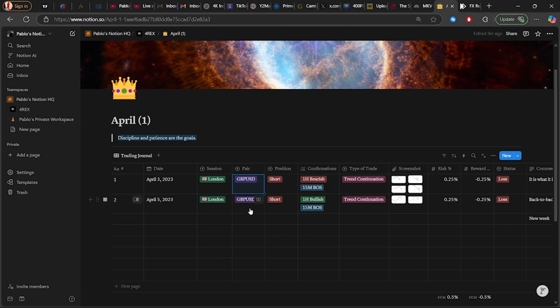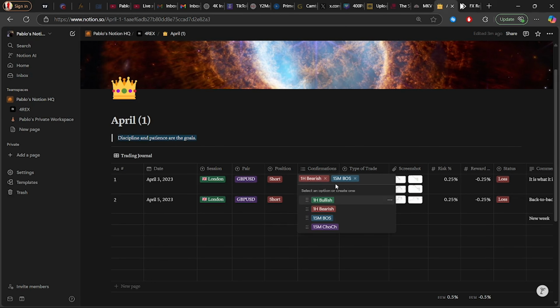In this place, you can only add one pair on this day, because I took only one trade a day. But if you take more than one trade in a day, you can add number 2, number 3, with the same date, then short or long, buy or sell. That's what it means. Then this is the confluence that you need to enter a trade.